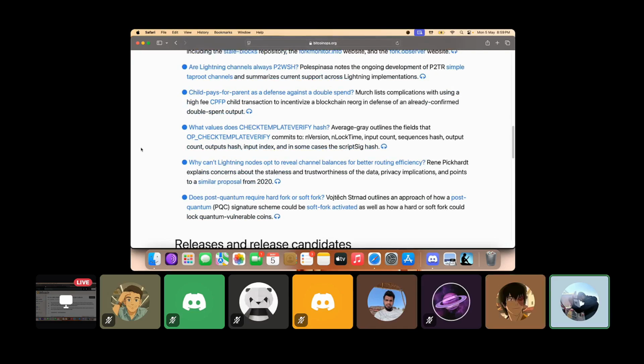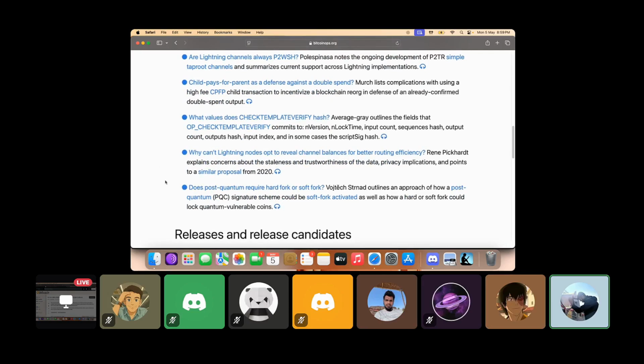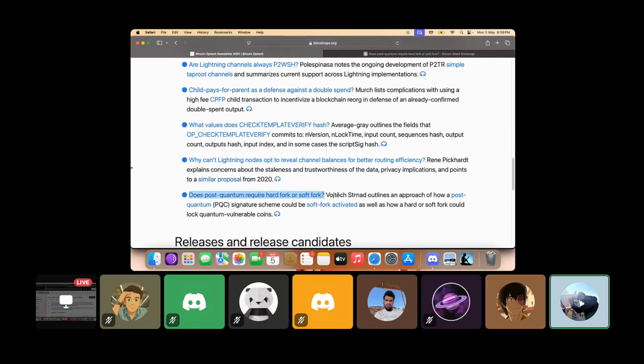Yeah, the last question seems interesting. Does post quantum require a hard fork or soft fork? Great. Let's see. Any guesses? Hard fork or soft fork? I think it requires a new address type, so I think it requires a soft fork, or at least not necessarily a hard fork. That's what my hunch is.